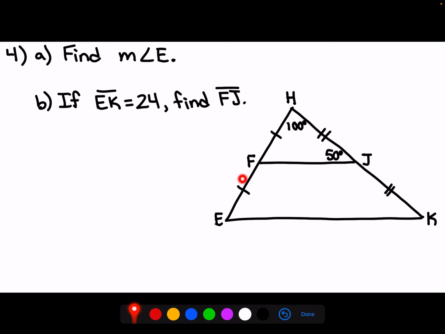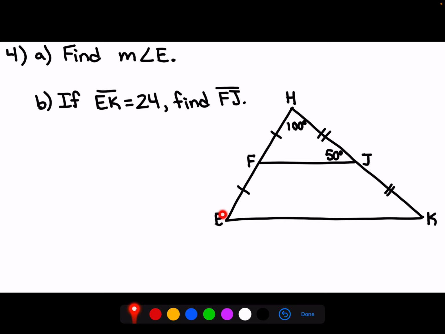Point F is a midpoint because it's congruent on both sides. Point J is a midpoint because it is also congruent on both sides. So since that's the case, this is a midsegment. Now, things about the midsegment: first off, FJ will be parallel to EK, and also FJ will be half of EK.